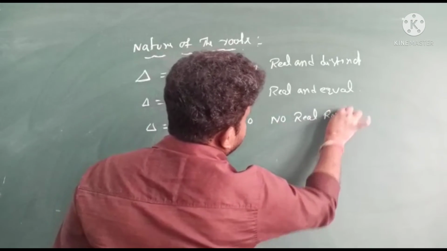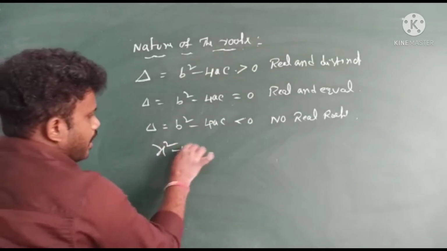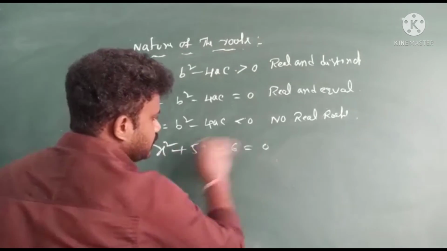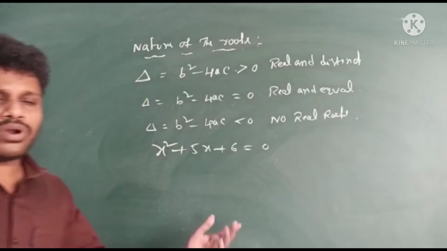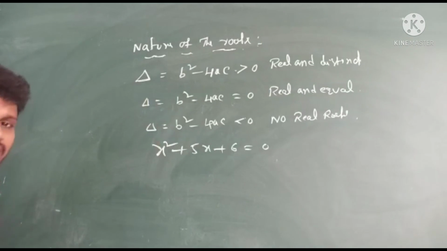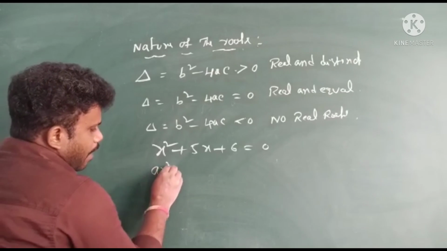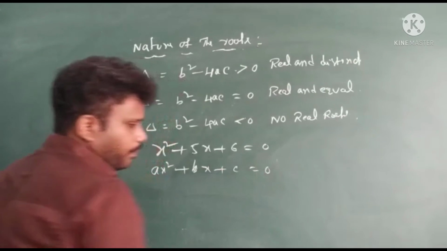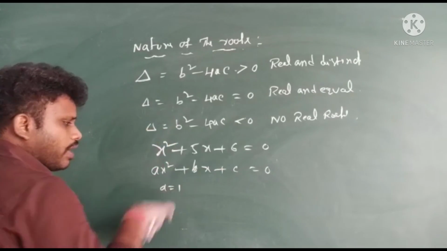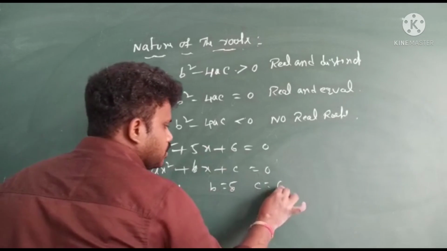For suppose let us see an example. x square plus 5x plus 6 is equal to 0. This is the given quadratic equation. They will ask, tell the nature of the roots of the given quadratic equation. When they are asking the nature of the zeros, compare the given quadratic equation with ax square plus bx plus c is equal to 0. Then here a is equal to 1, b is the x coefficient, b is equal to 5, constant value c is equal to 6.